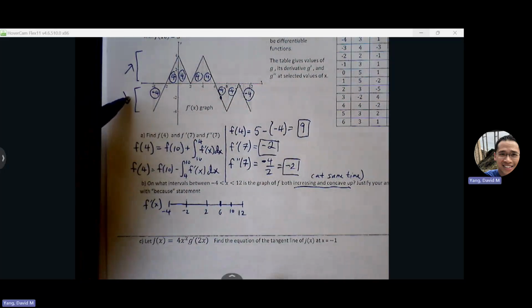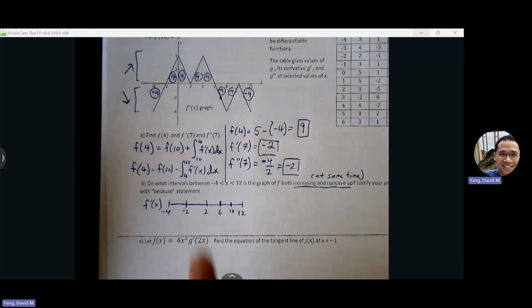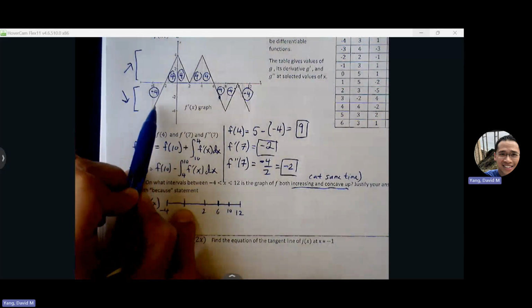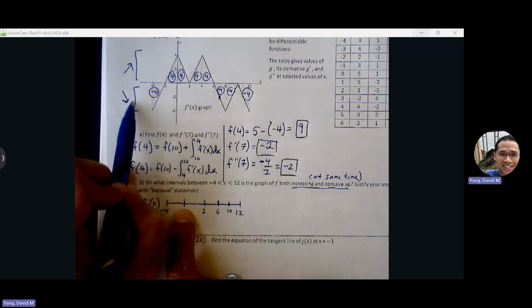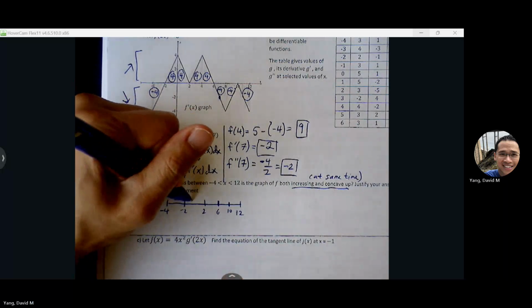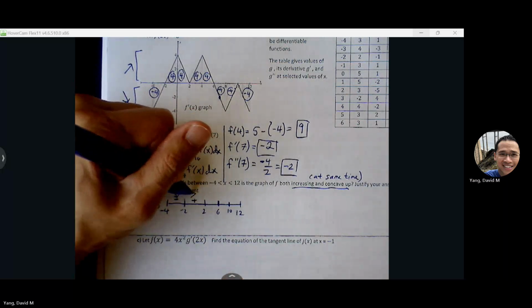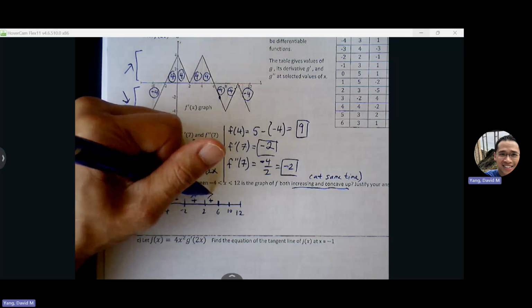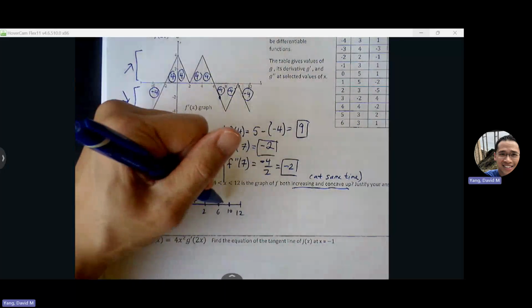I'm just looking to see, is my graph above or below the x-axis? Below would be negative, above would be positive. So between -4 and -2, below. Then above. 2 to 6, still above. And then the rest are below.